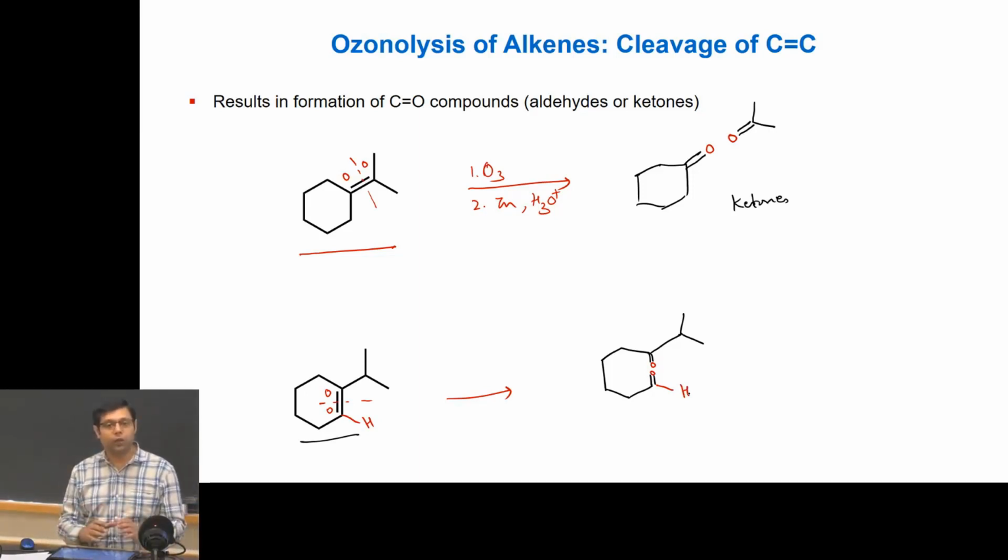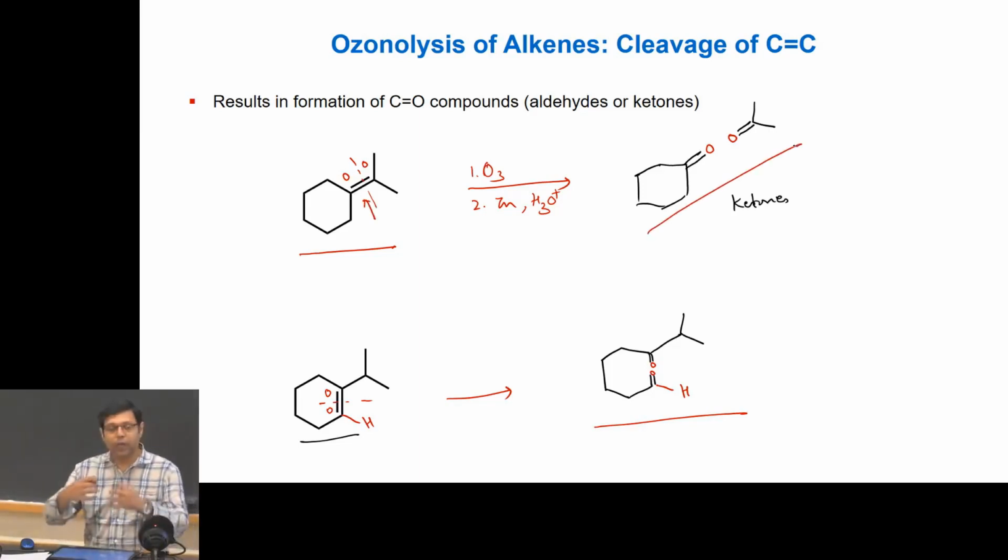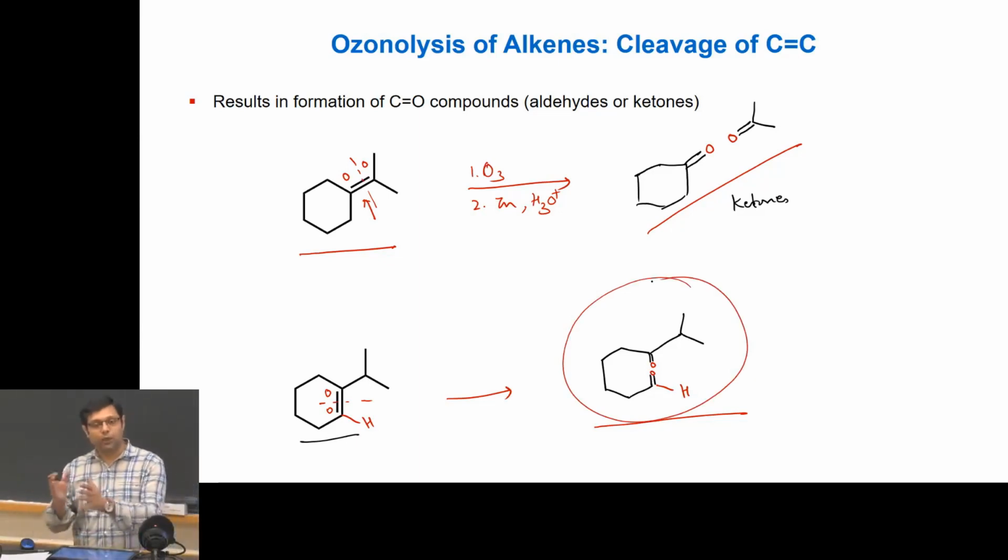So if you have an alkene where the double bond is in the ring, you will not split up the molecule. It will become like this. Here, because the double bond is outside the ring, you have broken apart the molecule. Here you have broken apart the molecule, but still it is one molecule. It's not giving you two because the double bond is within the ring.